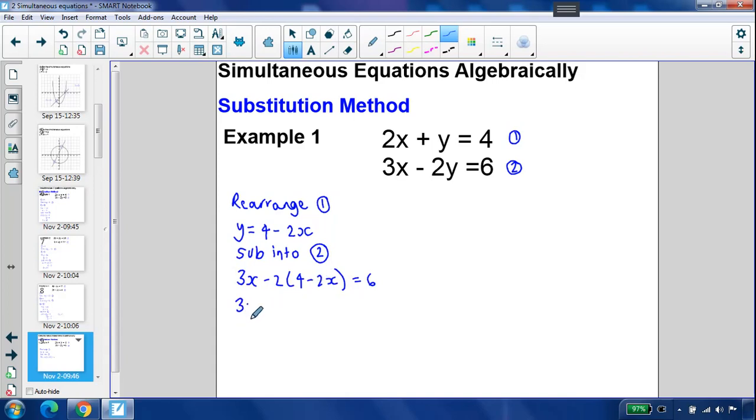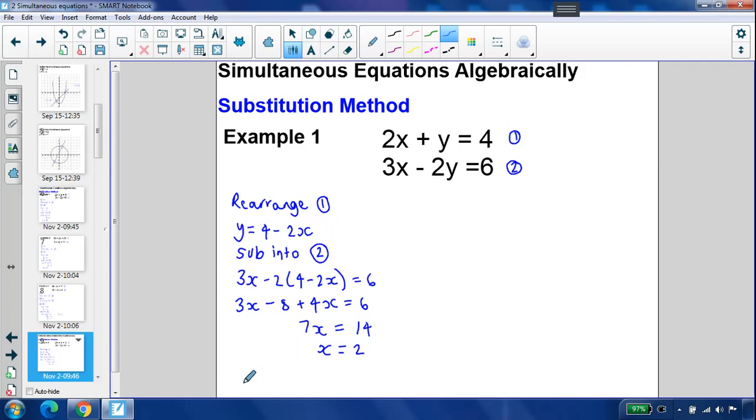So let's expand. I'll have 3x minus 8 add 4x is equal to 6. Let's combine the x terms together and move this minus 8 over to the other side. So I'll have 7x is equal to 14. Divide by 7, I'm going to get x is equal to 2.